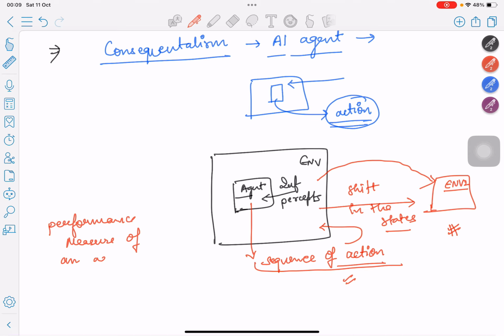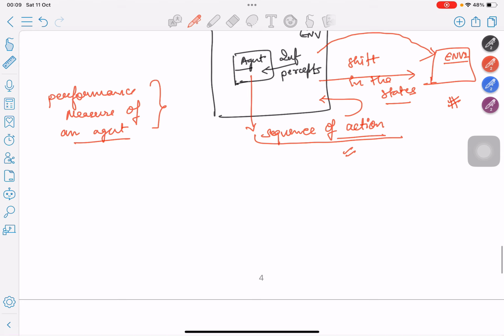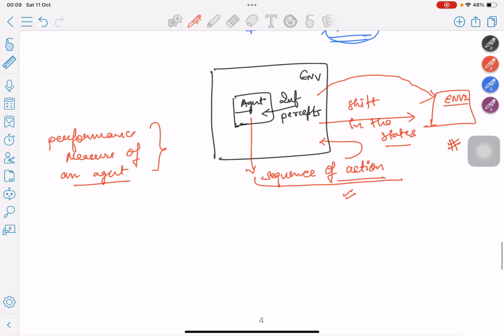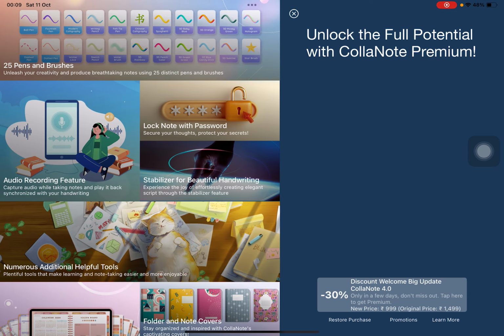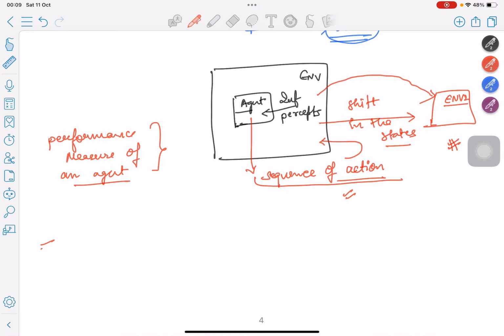Performance measure of an agent. Okay. Now, what is the next thing? But again, I think you might want it a little clearer: how we define the performance measures in a particular agent. Let me bring more clarity into it.